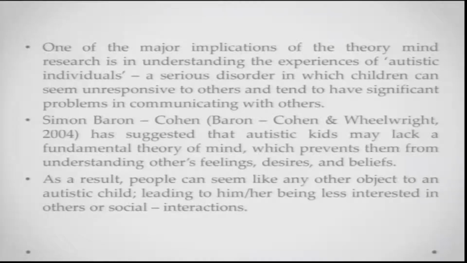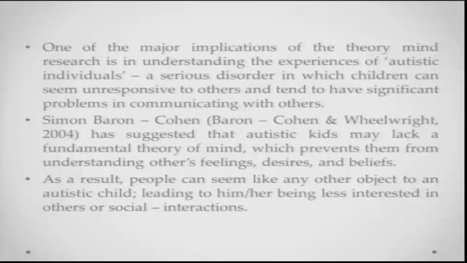Now, one of the major implications, or applications, let us say, of theory of mind research is in understanding the experiences of autistic individuals. You might have heard of autism. It's a serious disorder in which children seem unresponsive to others, and they tend to have a significant problem in communicating with others, building social relationships and those kinds of things. One of the very characteristic things is that these children seem very little interested in interacting or socially communicating with individuals. For example, they might not be emotionally very expressive. They will not smile back at you if you smile at them, and those kinds of things.